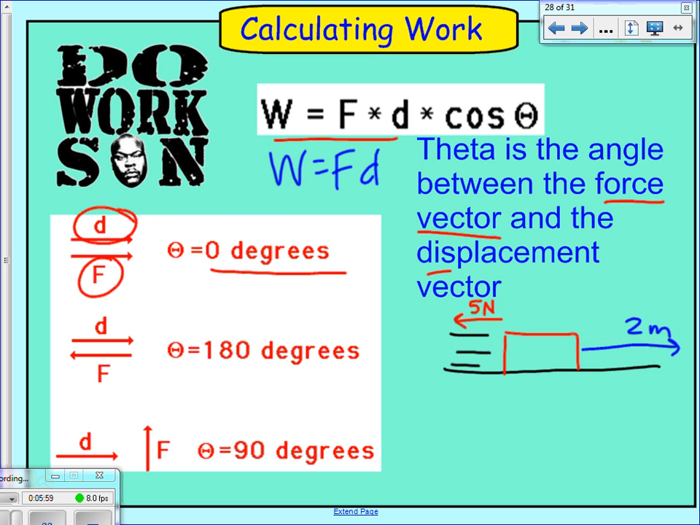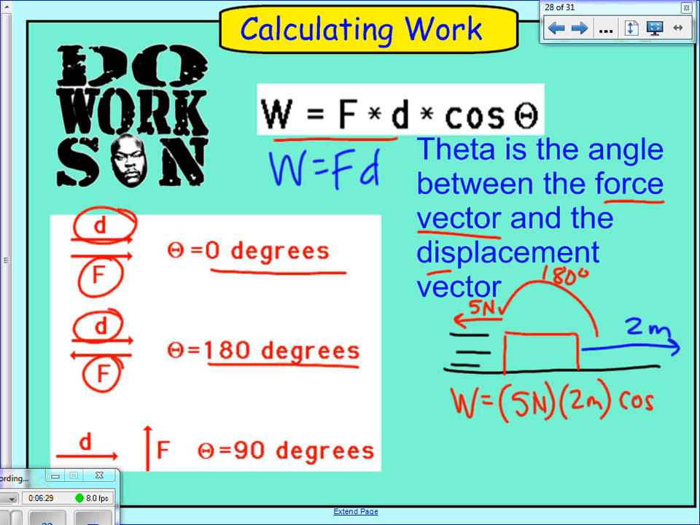Okay, so now we're going to use our work formula. Work is equal to the force applied, and we want to know the work of friction. So that's 5 newtons, times the displacement, which is 2 meters, times cosine of theta. In this case, notice the vectors for force and displacement are still parallel, but they're facing opposite directions. So what is this angle? This angle is 180 degrees. So notice when displacement and force are opposites, the angle is 180 degrees. And cosine of 180 degrees is the same thing as -1. So my work is just 5 times 2, so 10 joules, but it's negative.